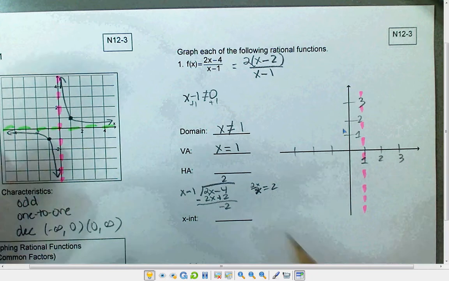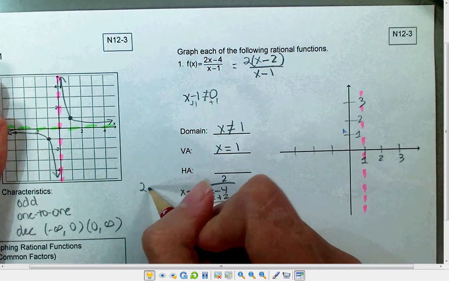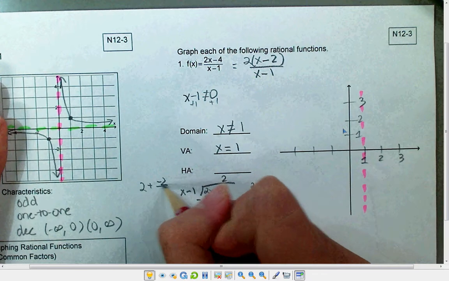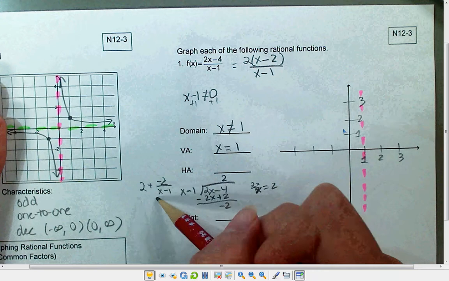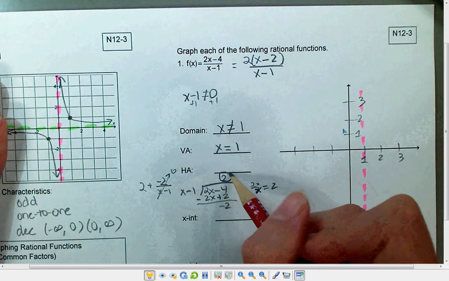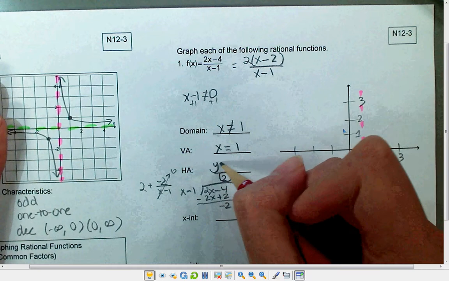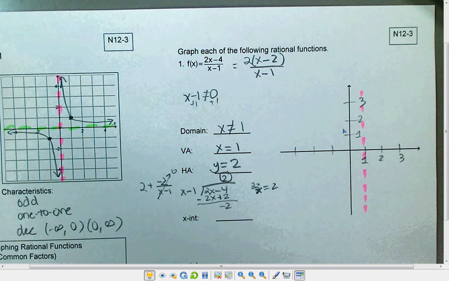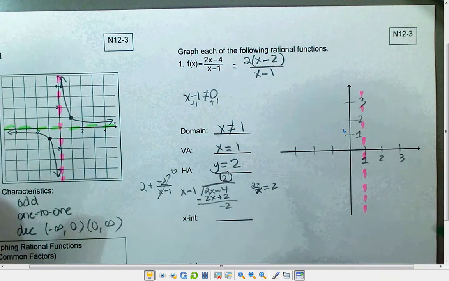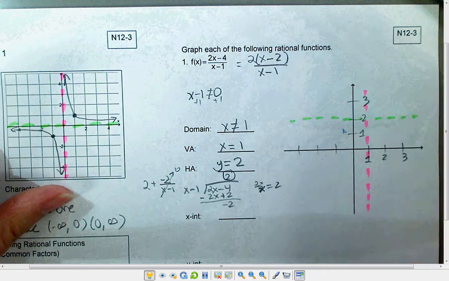But remember, the remainder doesn't matter, right? Because if you were to rewrite this, it would just be 2 plus -2 over my original denominator. This goes to 0. So you're really just left with this. This is the only thing you care about, the answer. And if it's a number, then this is your horizontal asymptote. So my horizontal asymptote is y equals 2. So again, I'm going to draw this on my graph. Y equals 2. I'm going to draw a dotted line right there.